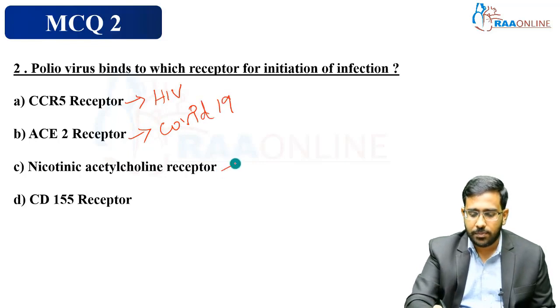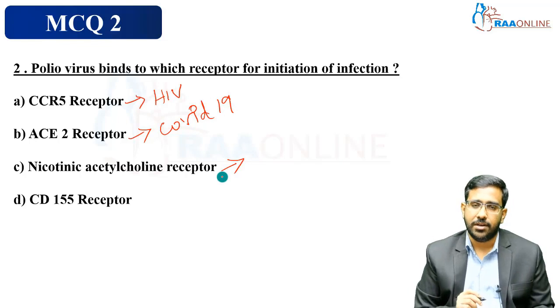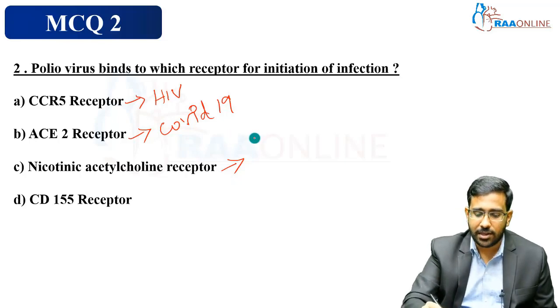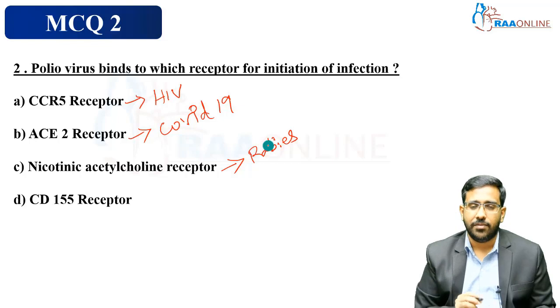And the third option is the nicotinic acetylcholine receptor, as we learned about rabies infection in the past class. Here the rabies virus attaches to the nicotinic acetylcholine receptor and mediates the infection. So the nicotinic acetylcholine receptor is for what infection? It is for rabies infection. And we are left with only one option, that is the CD155 receptor.